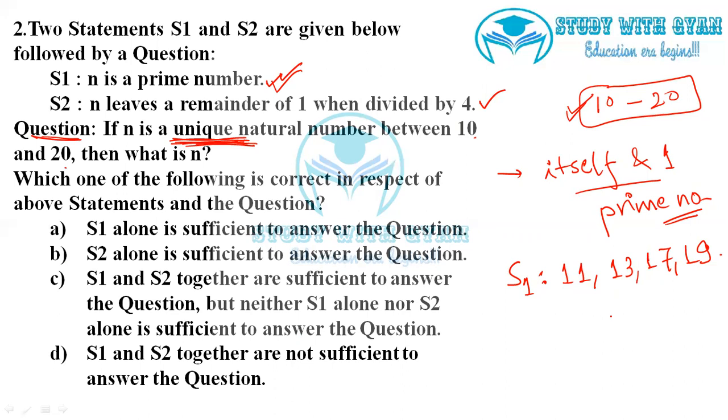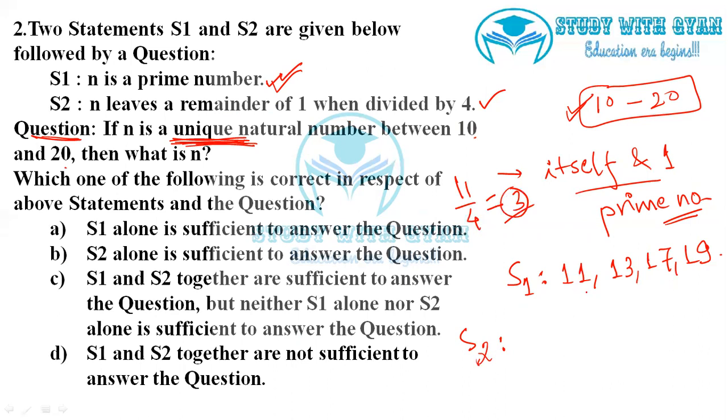Again, statement 2 is saying n leaves a remainder of 1 when divided by 4. So according to statement 2, just divide these numbers by 4. 11 when divided by 4, you will get the remainder as 3. So this is not satisfying the statement.